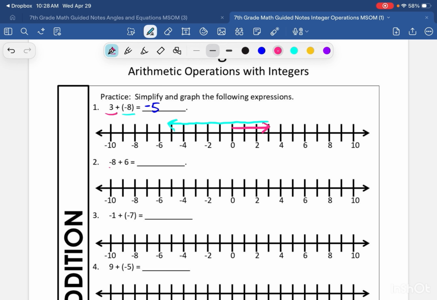-8 plus 6. So I go from 0, draw it to -8. I have -8, and I am joining that with 6 to the right. 1, 2, 3, 4, 5, 6. That stops me at -2.